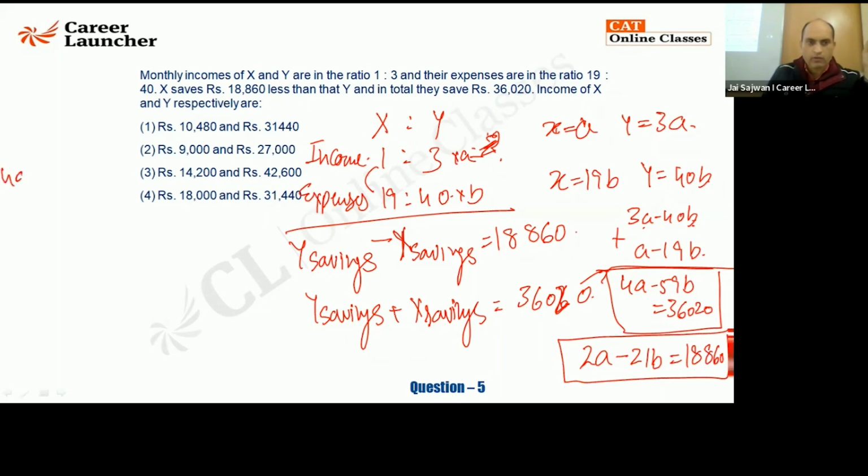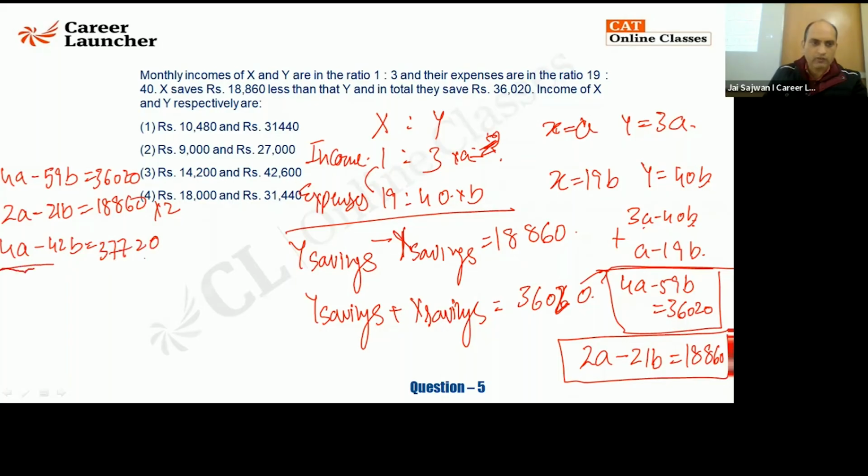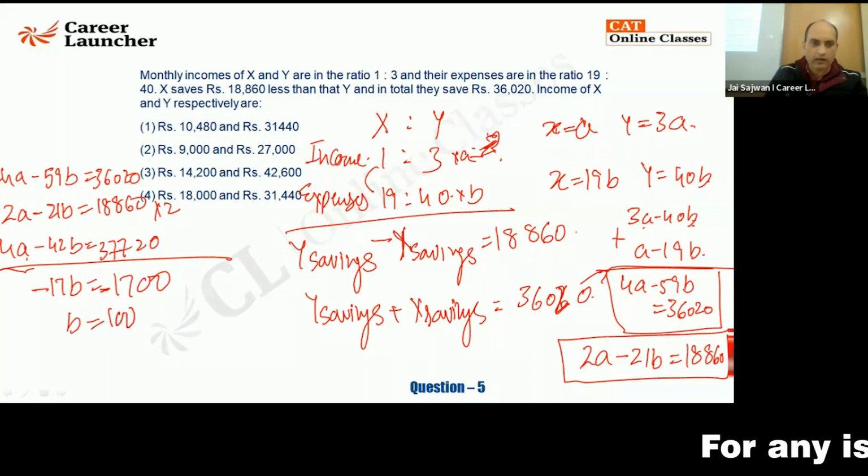Now just solve them. 4A minus 59B is equal to 36,020. 2A minus 21B is equal to 18,860. Can I double it if you don't mind? Because then only I can solve this equation so that 4A will be common. So I'll say, okay, double it. It is 42B. And this is 37,720. I'll subtract this equation, lower equation from upper equation. I'll say minus 17B. Subtracting this, it is nothing but it is minus 1700. I'm sure all of you agree to this. B is coming out to be 100.